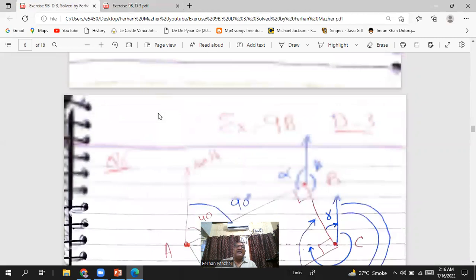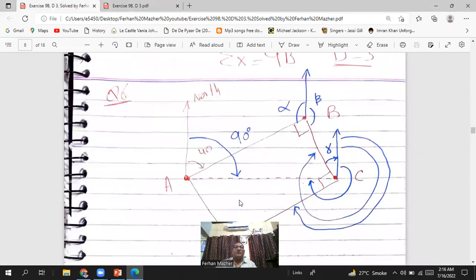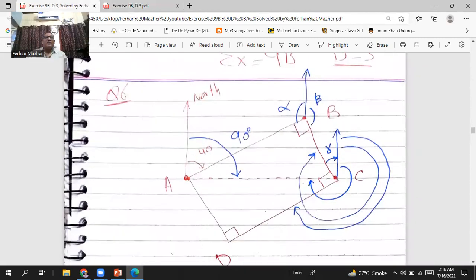So basically they are talking about a rectangle. And you know the rectangle, the internal angles are 90 degrees. So they are talking about a rectangle A, B, C, D. And it says that the bearing of B from A is 40.